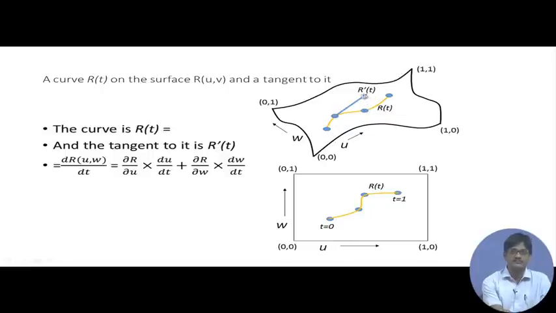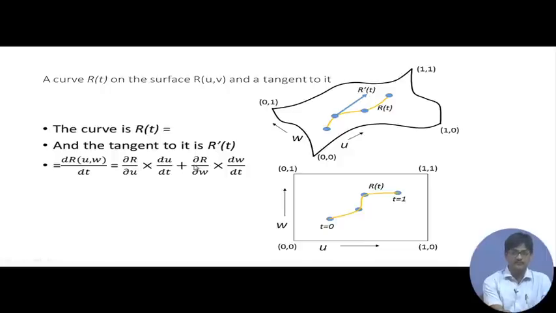Therefore, first of all we understand that r dash t is equal to dr/dt, but r is a function of u and w. Therefore, we can definitely apply the chain rule. So, we will have del r/del u into du/dt plus del r/del w into dw/dt. So, this is the full form of the derivative of the curve r(t) lying on the surface r(u, w).